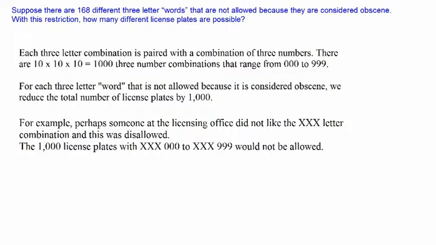And each three-letter word that is not allowed because it's considered obscene reduces the total number of license plates by 1,000. For example, maybe someone at the license office doesn't like the XXX letter combination, and that's disallowed. The 1,000 license plates with XXX000 to XXX999 would not be allowed.